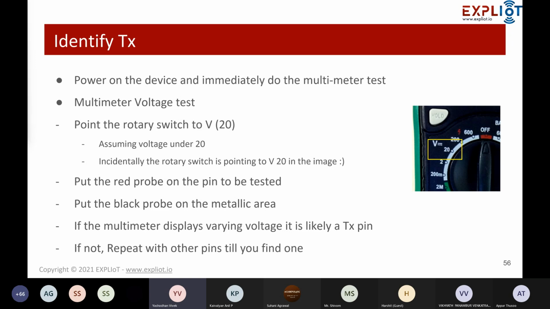Let us assume that the device is sending a 3.3 volt signal. When it goes to the transmit pin, you will observe the voltage at around, let's say, 2.96, 2.8 or 3 or so. That way you can say, okay, this seems to be the transmit pin.